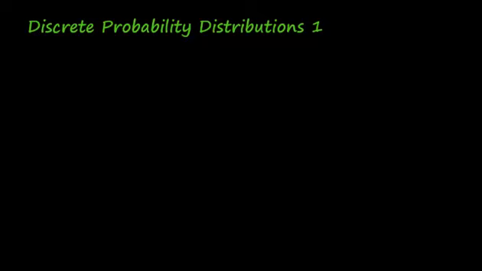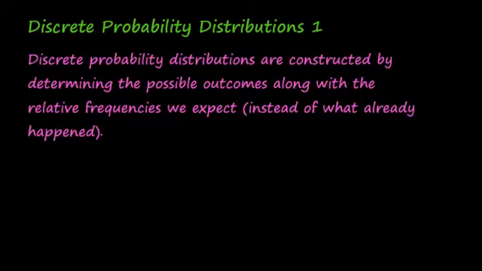Let's begin our discussion of discrete probability distributions with some background information and some definitions. Discrete probability distributions are constructed by determining the possible outcomes along with the relative frequencies we expect, not what's already happened. So we're looking for the possible outcomes. What are all our possible outcomes? And then what are the relative frequencies of these outcomes that we would expect to see?